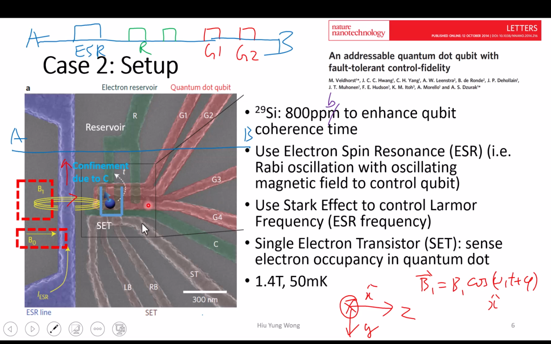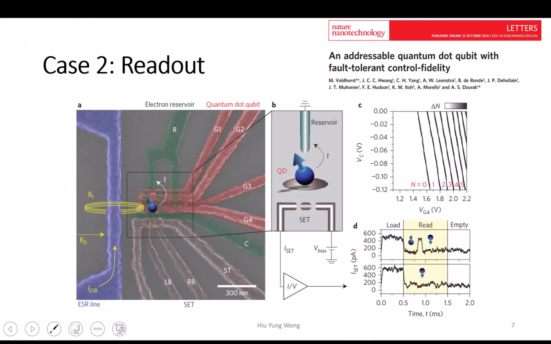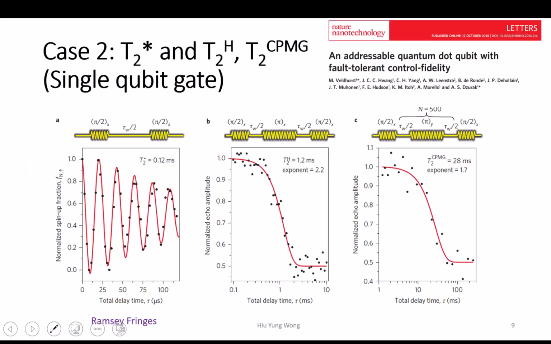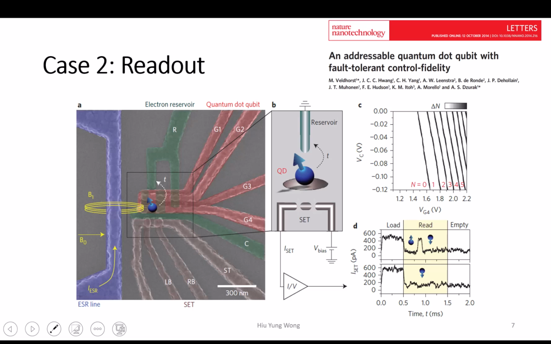You have the gate 3 and gate 4. And here I have two qubits. One is here and one is here, right? So is this two qubits actually? Maybe I'm wrong. So you have two gates. So usually you have a gate plunger configuration. And the confinement will be under plunger. So one of these two gates, G1, G2, G3, G4, they make up a set of two plungers and two barriers.